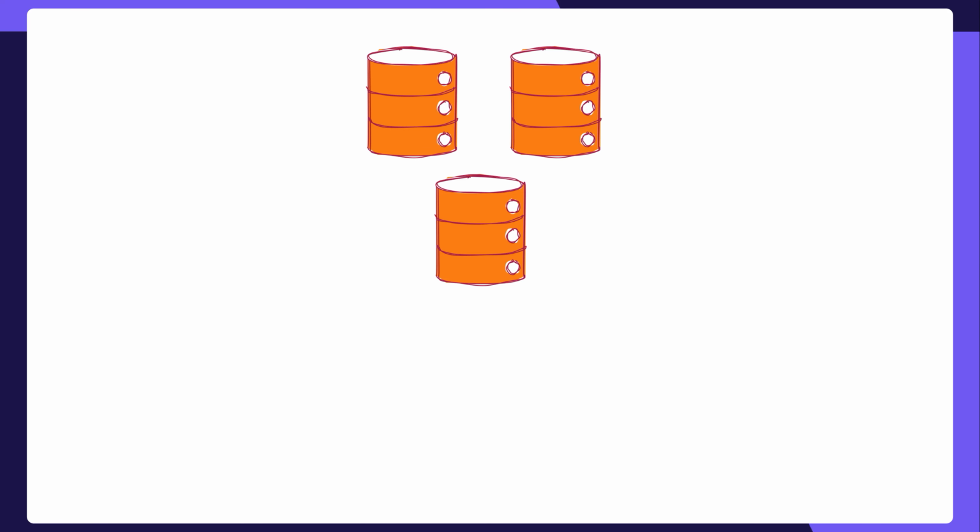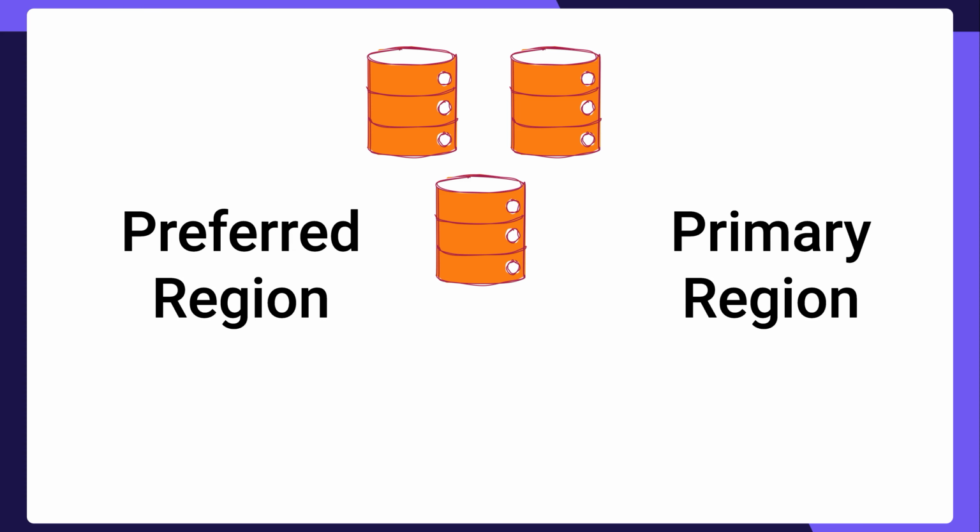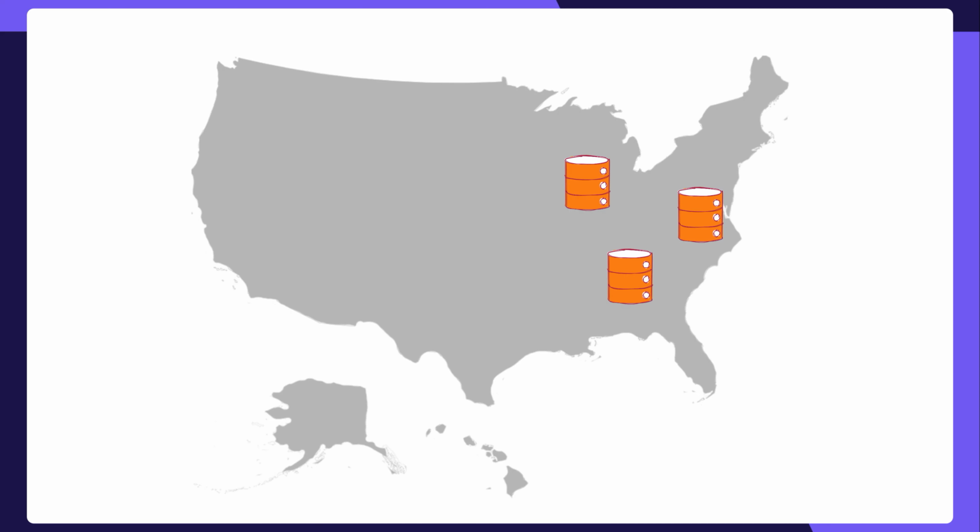Hello, my friends. Suppose you need to deploy a multi-node YugabyteDB cluster that spans multiple regions. You have probably come across terms like the preferred and primary region. What are they? How do I work with them? Let's get this figured out. Let's start with the preferred region.